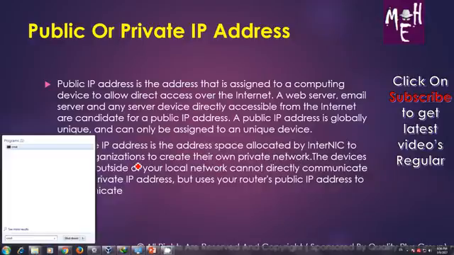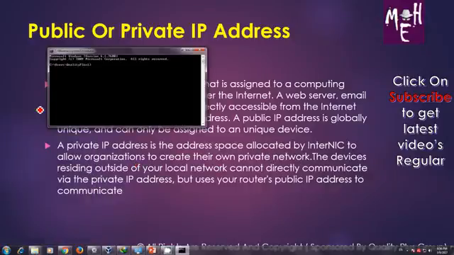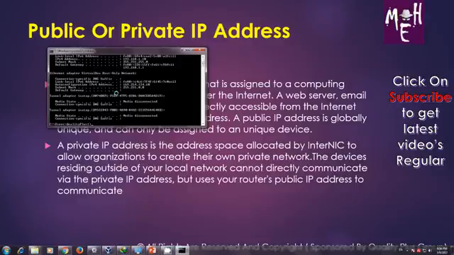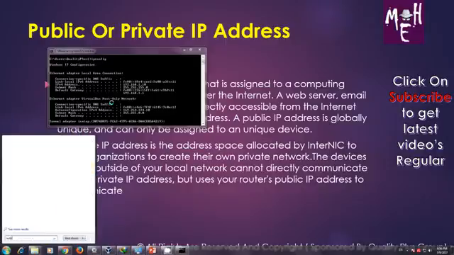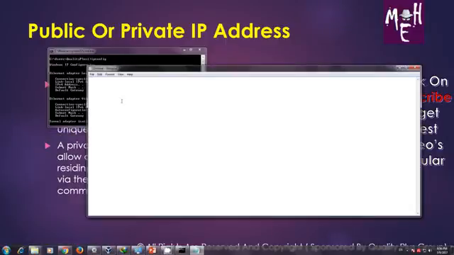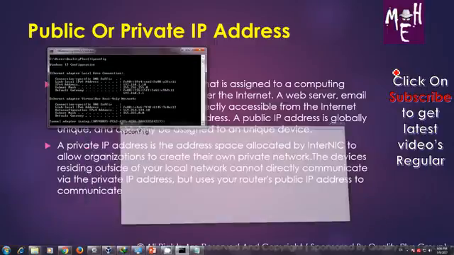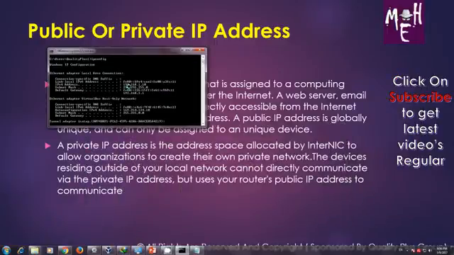So you have to type cmd in your search box and press enter, and here you have to type the command ipconfig and press enter. Friends, when you type this command ipconfig, then you can easily see the IP address, the private IP address. Whenever you press it, here you can see the IP address 192.168.1.10. This is a private IP address.